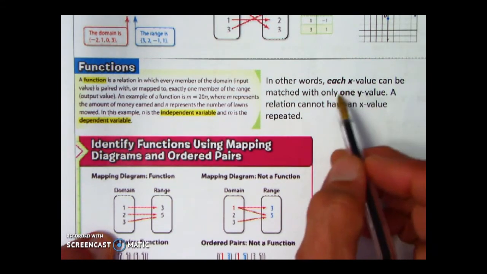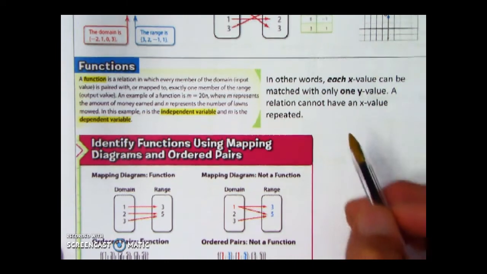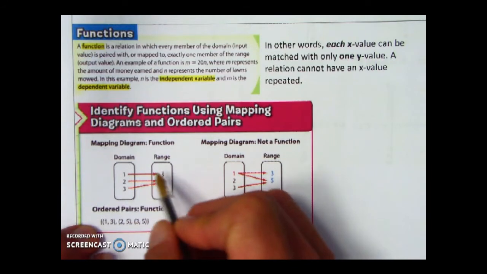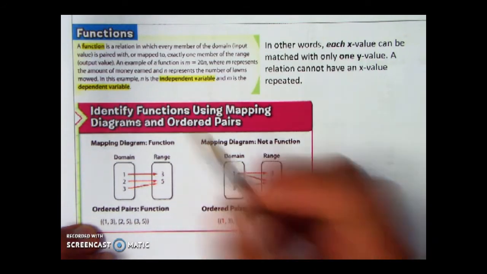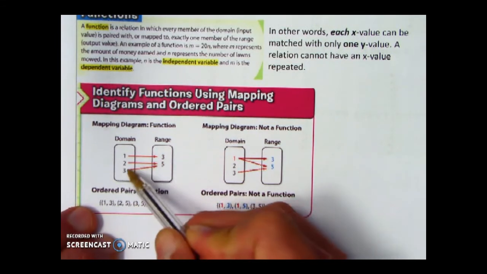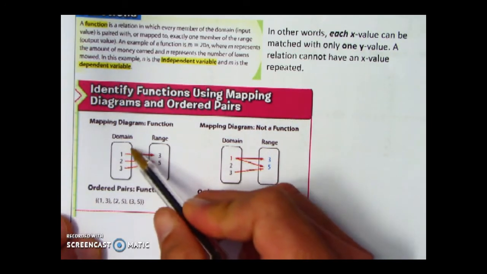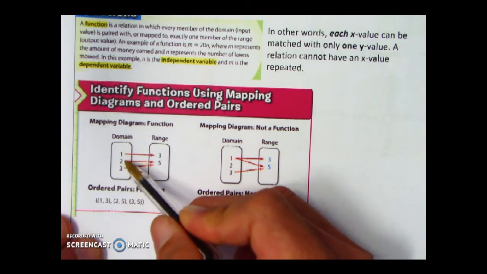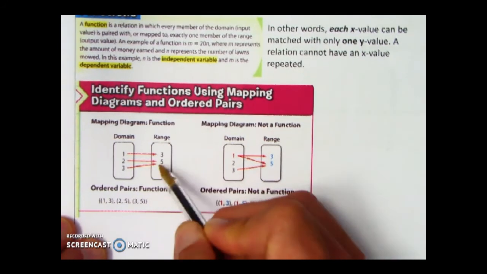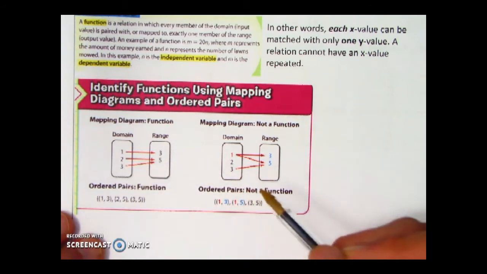So in other words, each x value can be matched with only one y value, and a relation cannot have an x value repeated without having the same y value. So let's look at this domain. If I put in 1, I get 3. If I put in 2, I get 5. And if I put in 3, I get 5 also. This is a function because I can only get 5 out. If I put in 1, I get 3, but if I put in 2 or 3, I get 5. So this is a function.